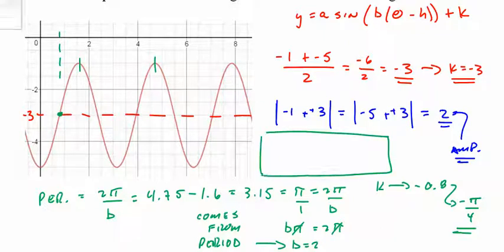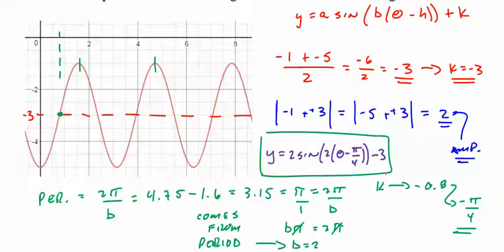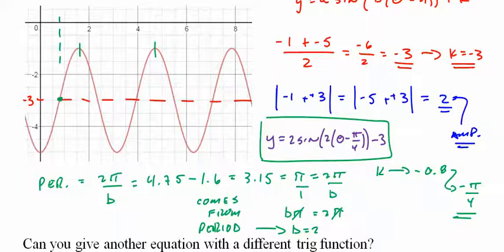Need a new color. Running out. Purple. Y equals 2 sine 2 theta minus pi over 4 minus 3. And then I would always test it to see if it works. So that's it. That's how we curve fit.